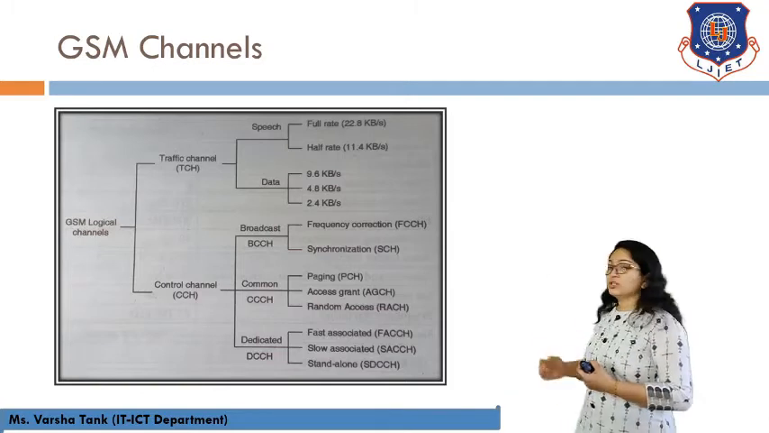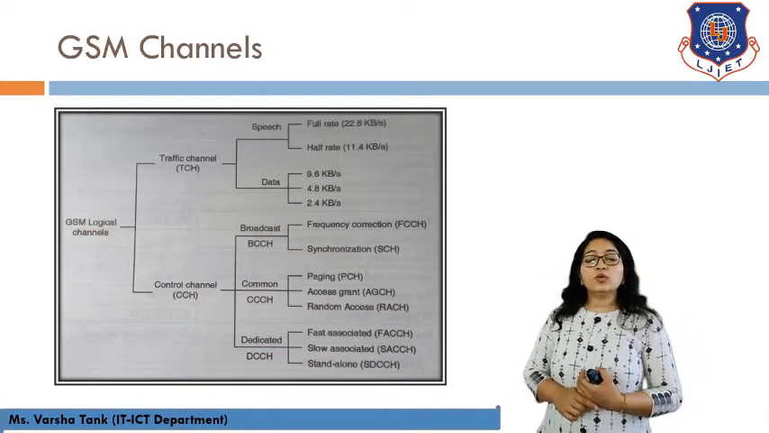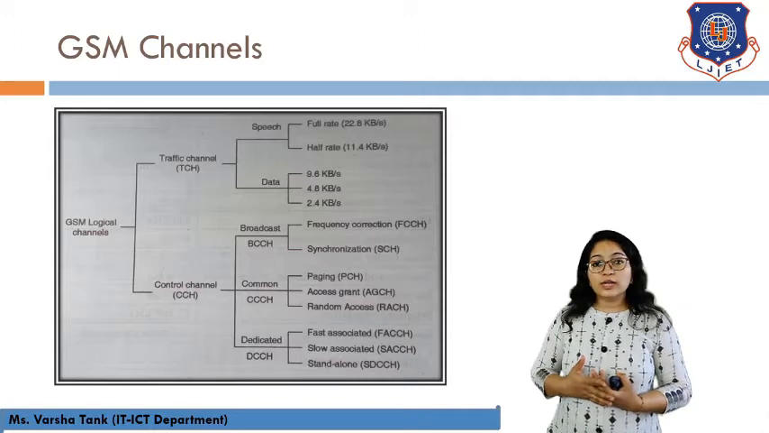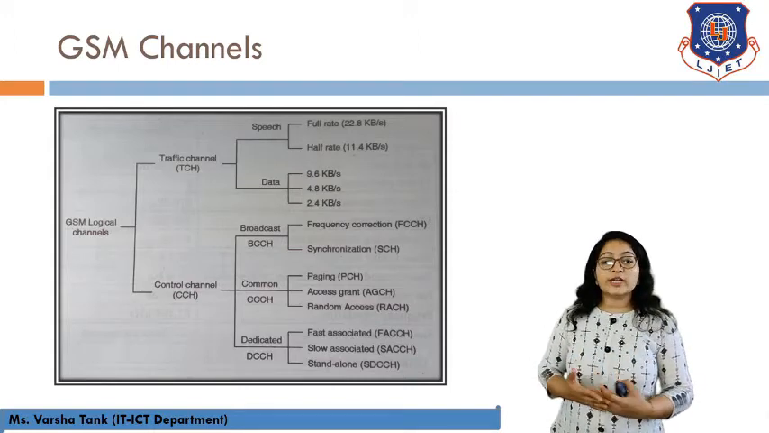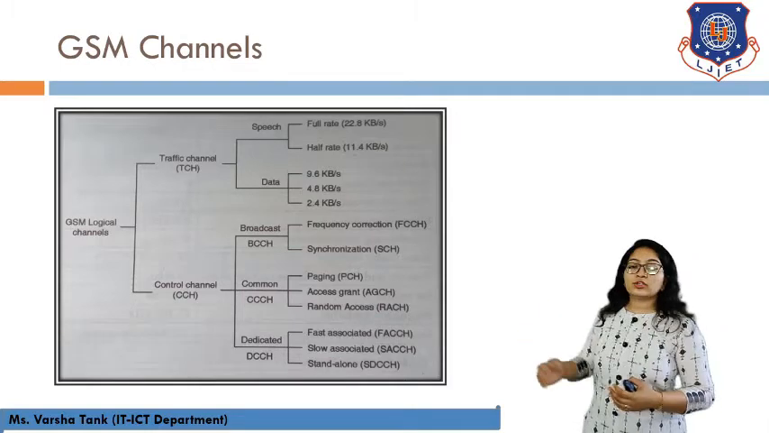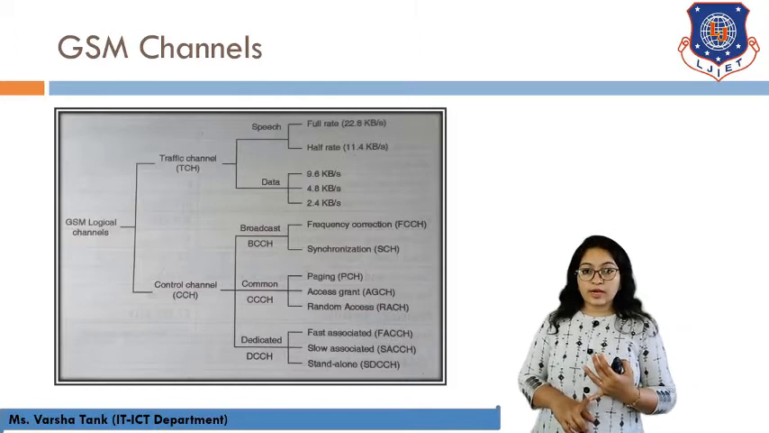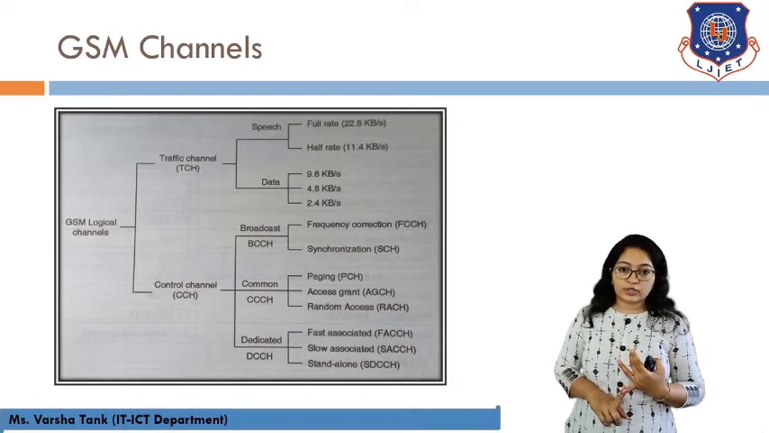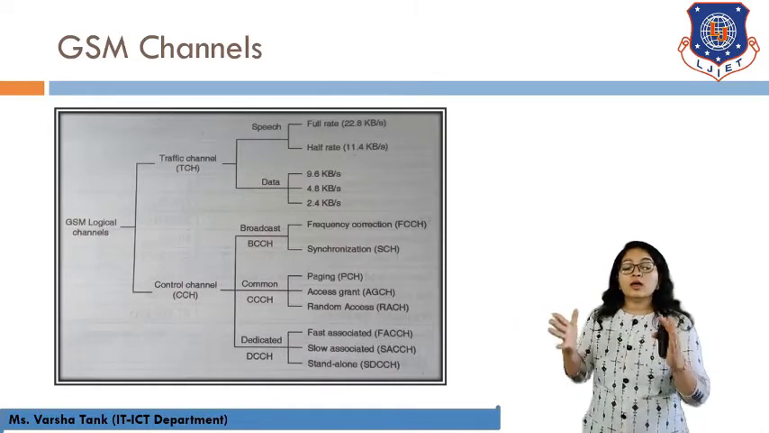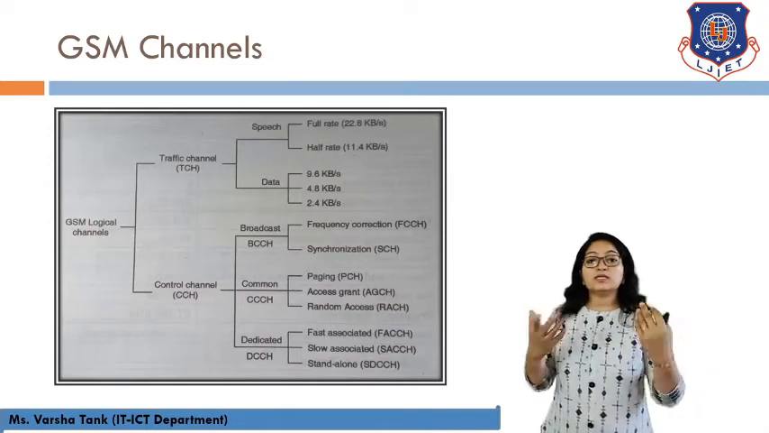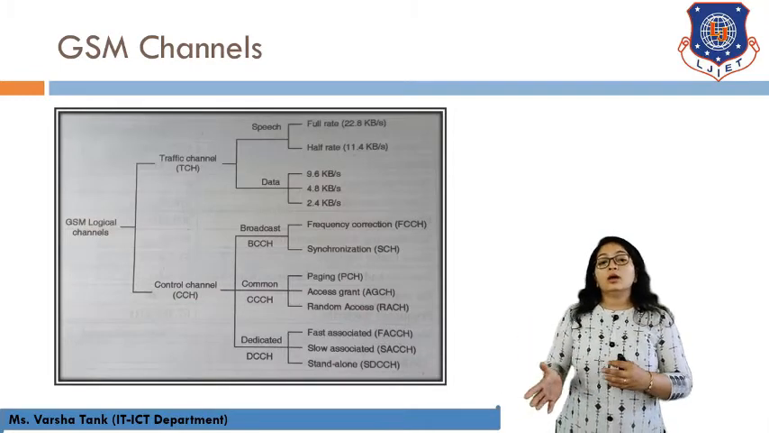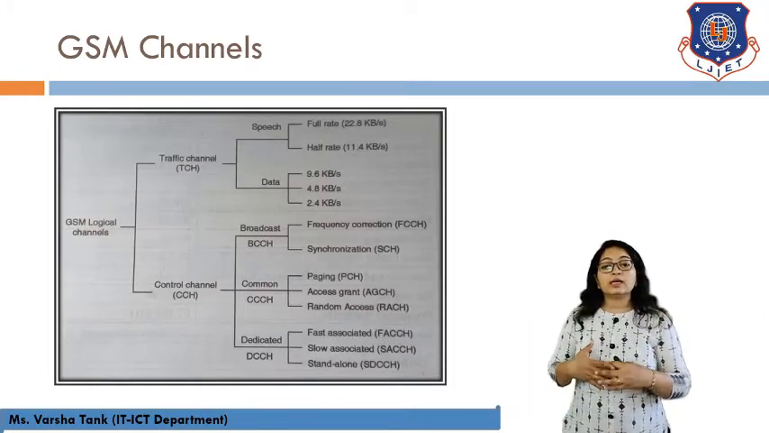Now next is the control channel. In the control channel, you have three types. Which are the three types? That is the broadcast control channel. Okay, then you have the common control channel, and then you have the dedicated control channel. Okay, in the broadcast control channel, you have two different types of channel, that is frequency correction and synchronization. Frequency correction means from the mobile station to the base station and from the base station to the mobile station, that frequency should be maintained. If frequency is not maintained, if frequency is not controlled, then whatever signals you are going to transfer and whatever signals you are going to receive, there is a mismatch.